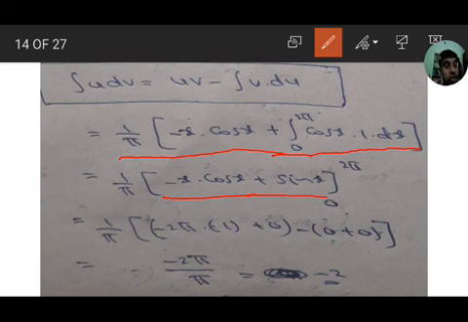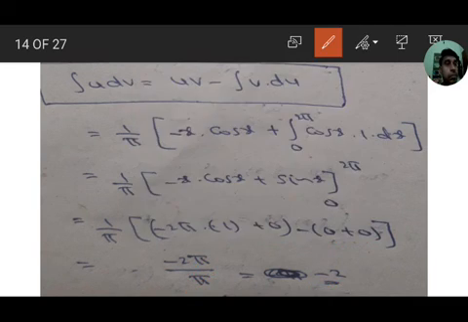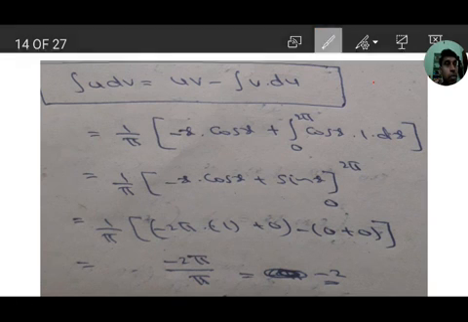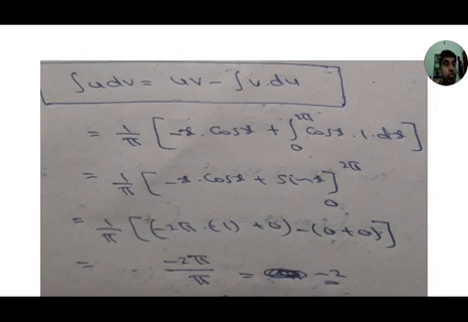So upper limit minus lower limit. Upper limit minus 2 pi x plus, and cos 2 pi value is 1 (cos 360), sin 2 pi value is 0. Minus, if you substitute 0 into cos 0, that will come 0; cos 0 is 1, 0 into 1 is 0, minus sin 0 value is 0. Therefore minus 2 pi by pi cancel, we get minus 2 as the answer. Okay, minus 2 is the answer. This is the problem. Next, let us move on to the next problem.